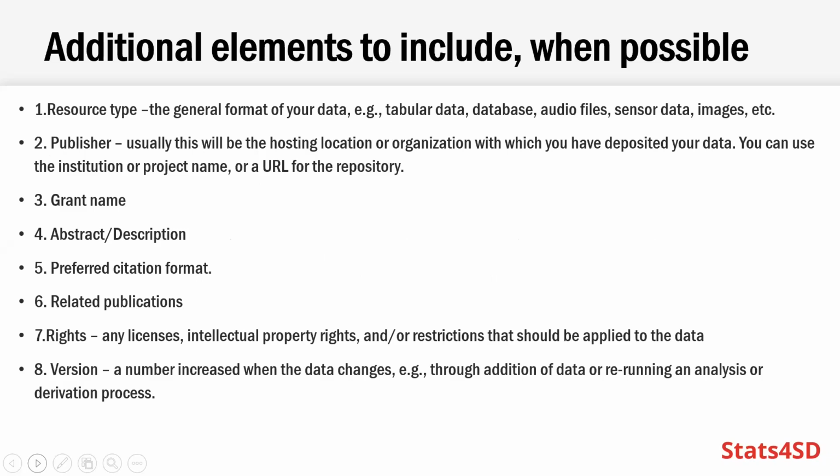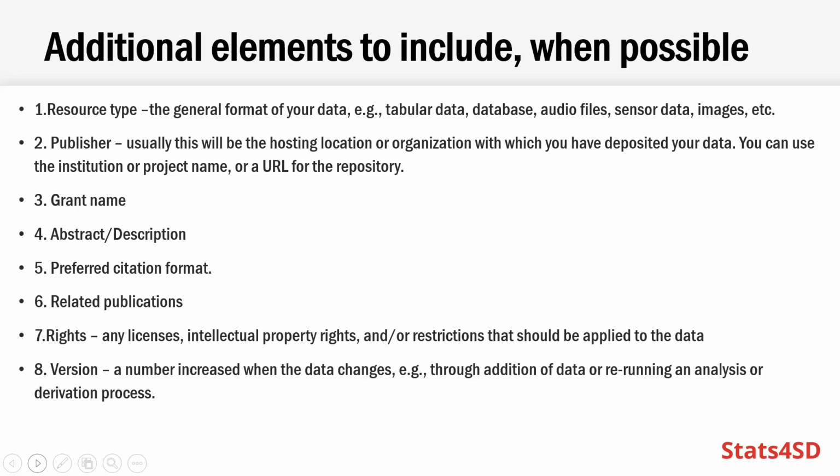So when possible, it's also advisable to include the following elements. We have the resource type. If it's tabular data, is it a database, is it audio, is it an image, and so on. Who are the publishers? And most projects are funded, so in case you have a grant, it's advisable you put a grant name, an abstract and description, and the preferred citation format for those who are using your data. You give them an idea of how you want them to cite your data, as well as related publications.